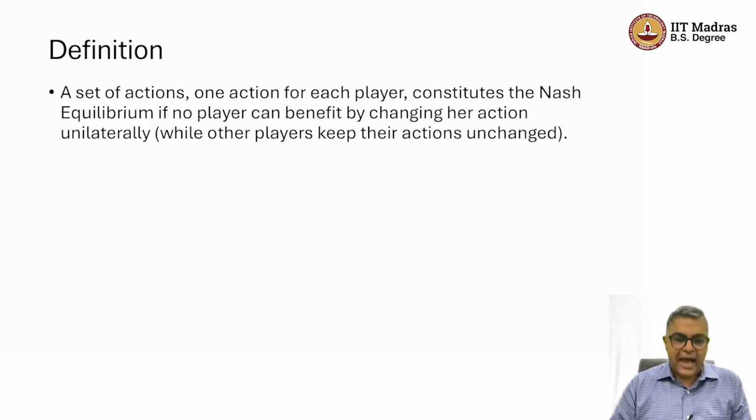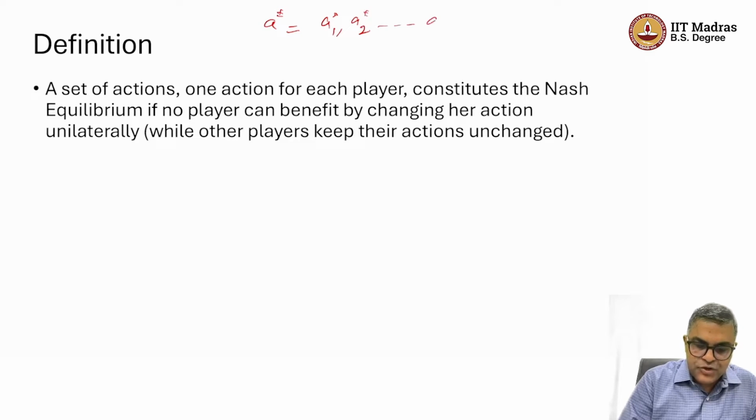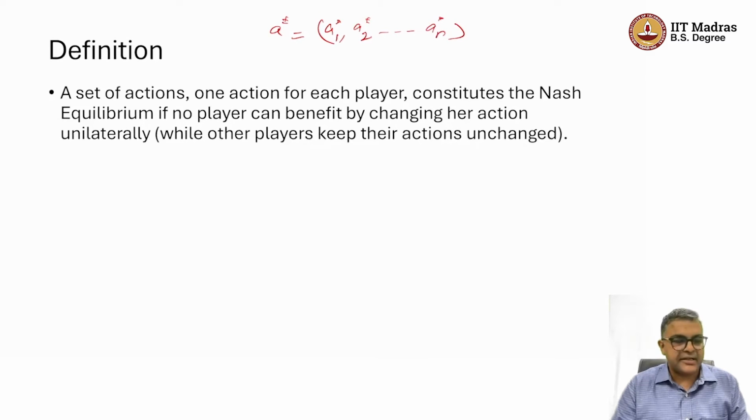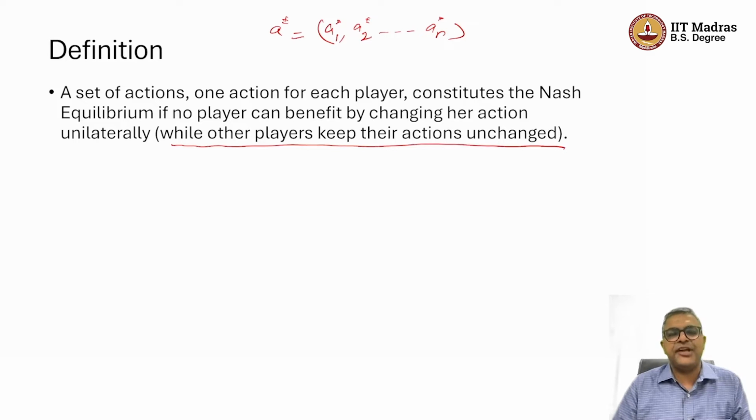Just to recap, the definition of Nash equilibrium is simple. A Nash equilibrium is an action profile, let us say A star. It contains one action for each of the players, such that none of the players can become better off by changing their action unilaterally. What do I mean by changing their action unilaterally? It means other players keep their actions unchanged, and the behavior of other players is taken as part of the environment for this particular player.